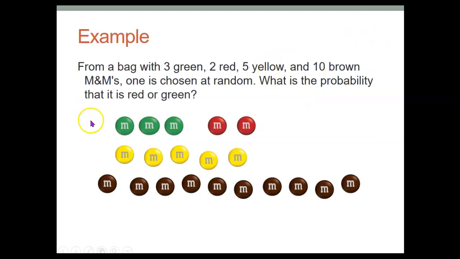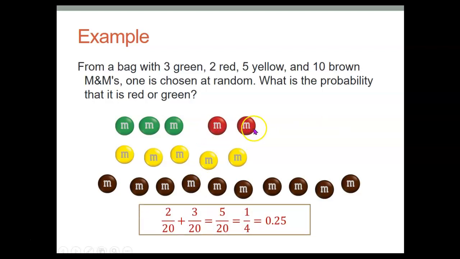For example, let's say we have a bag of M&Ms with 3 green, 2 red, 5 yellow, and 10 brown. And that adds up to 20 in all. And we reach in and we choose one at random. What's the probability that it is red or green? So there's 2 red ones. We've got a 2 over 20 probability of getting a red M&M. There's 3 green M&Ms, so we've got a 3 over 20 probability of getting a green M&M.